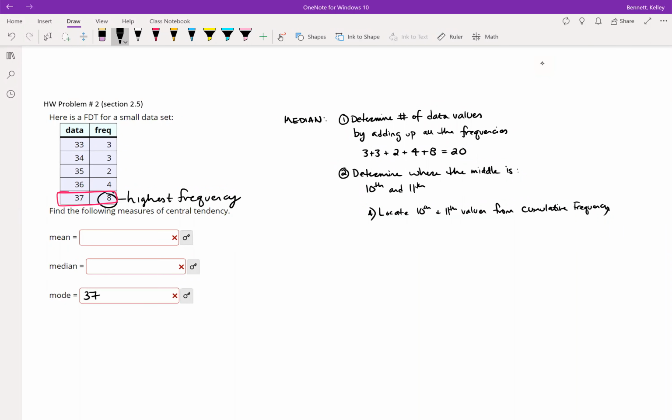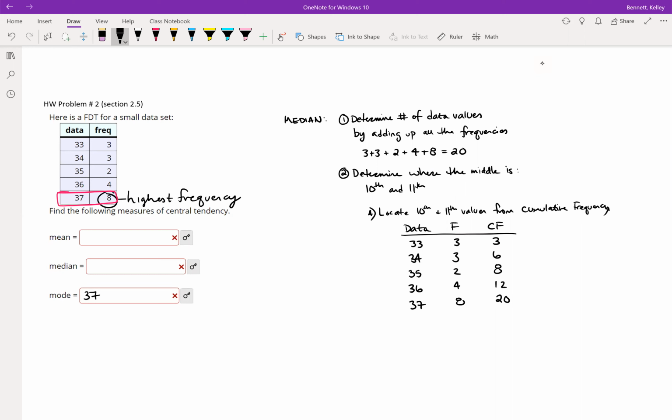So we have our data, we have our frequency, and then we'll have our cumulative frequency. 33, 3, so our cumulative frequency at this point would be 3. Then we have 34, which there are 3 of, so that gives me 6. I have 35, 2, which gives me 8. Then 36, 4, which puts me at 12. And then 37, which has frequency 8, which puts me at 20.